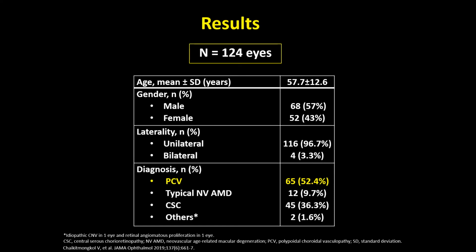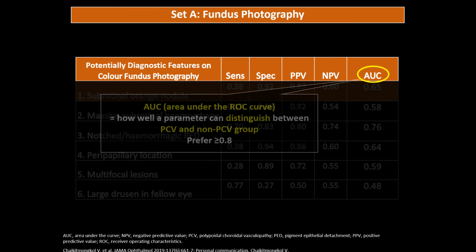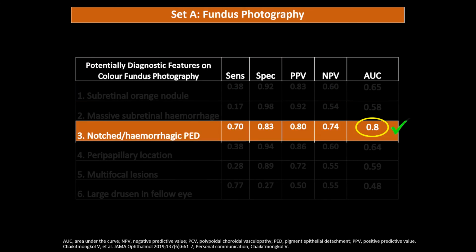Results from 124 eyes: 52% were PCV, 10% typical neovascular AMD, 36% CSC, and 2% other diseases. In this study, we would like to look at the AUC, or area under the ROC curve, which tells us how well a parameter can distinguish between the PCV and not PCV groups. Perfect score is 1, so we prefer 0.8 or higher AUC.